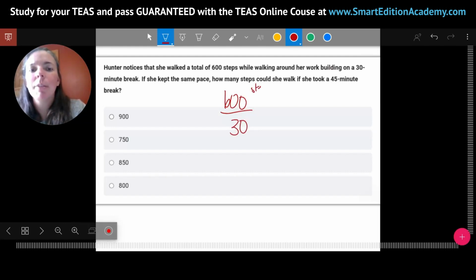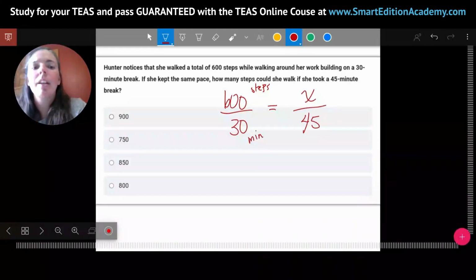So I'm just going to make sure we know, we have steps on the top and minutes on the bottom. So how many steps, we want this to be equal, could she walk in a 45-minute break? Well, I don't know the number of steps. I'm going to call it X. And then 45 is minutes. So steps over minutes again.